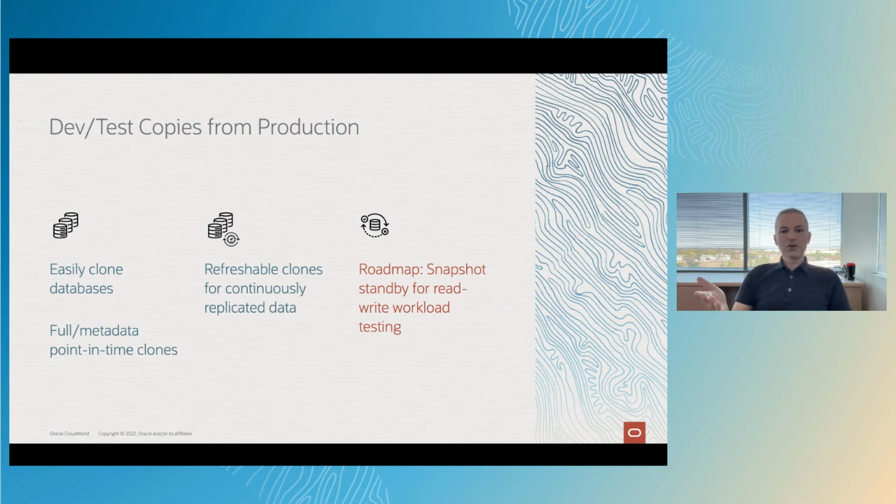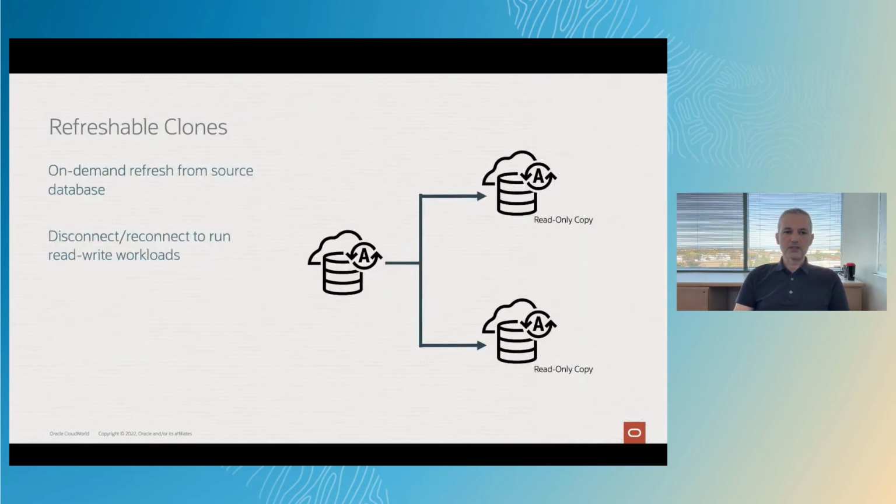We provide read-only copies of production databases. These are called refreshable clones. You can create these. These will be replicated from the production database. At any point in time, you can refresh these with actual data from production. I mentioned standbys before for disaster recovery. Another use case for these standbys is to be able to use them for read-write workloads for a temporary amount of time. So in the near future, we're going to be providing snapshot standby functionality. I'll briefly talk about it in the coming slides.